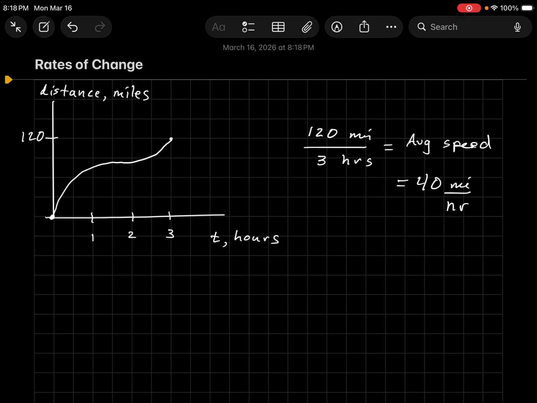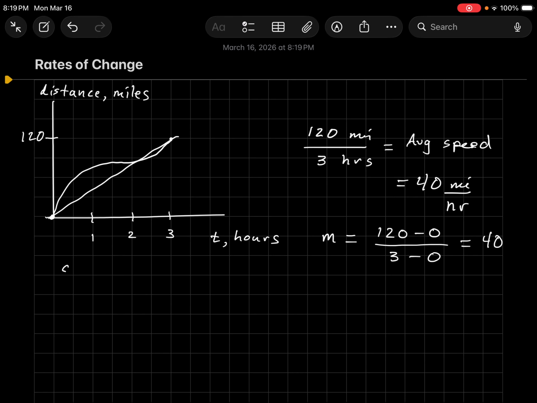But let's take a look at one other thing. What if we found the slope of the line between t equals 0 and t equals 3? We know that the slope is the change in y over the change in x, in this case t, and that gives us 40, which of course is not a coincidence.